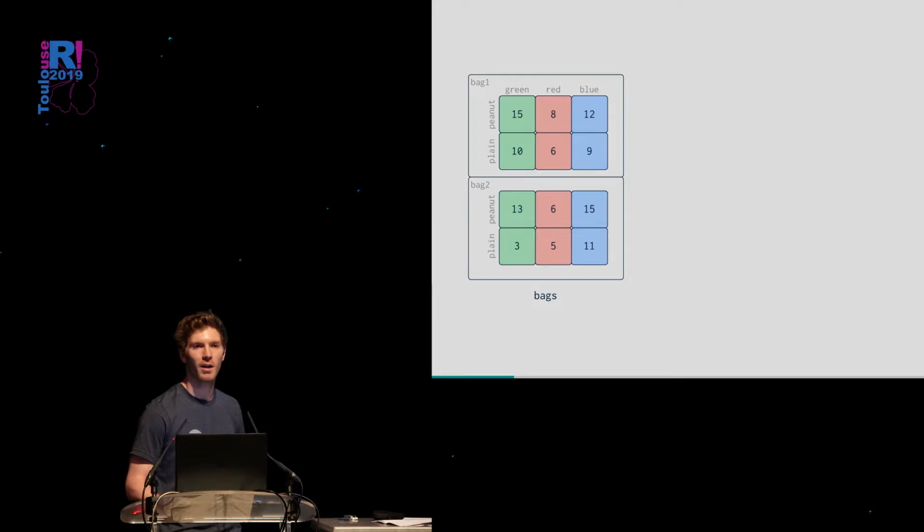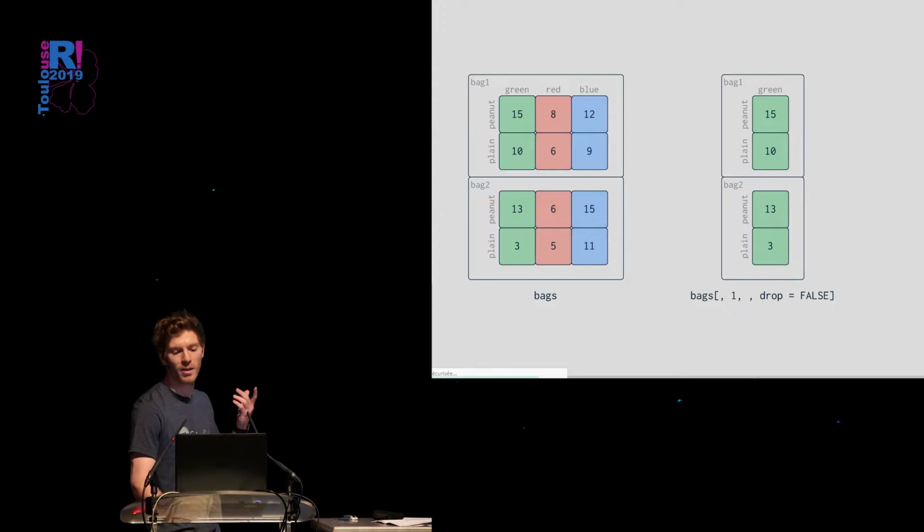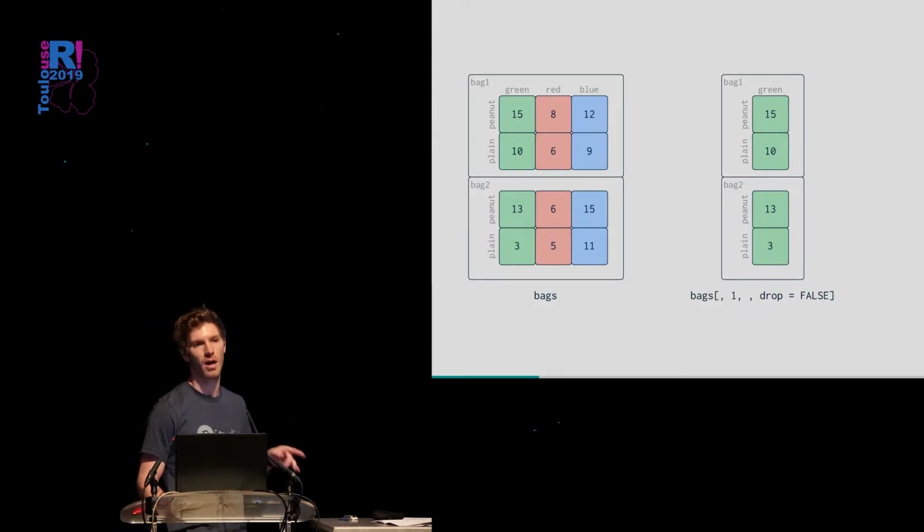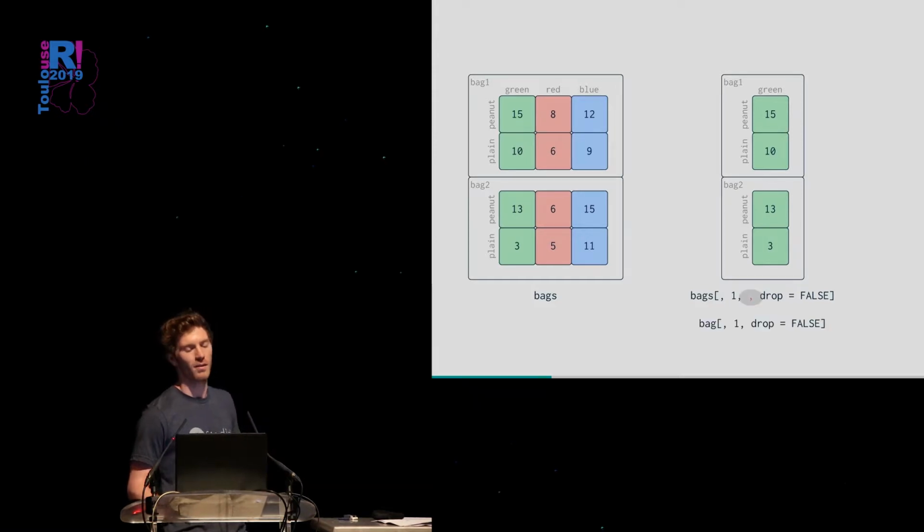I might ask you to do the same thing we did on the previous page, where I just want that green column. Give me that somehow. You might fiddle around for a couple minutes and end up with something that looks like this, where you have comma 1, comma, comma, drop equals false. If you've ever done this before, this doesn't look that bad, but you might be interested by the fact that there's this extra comma here.